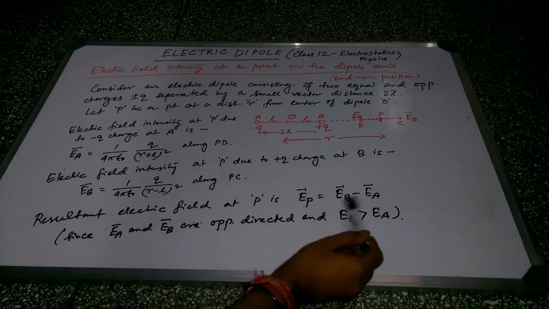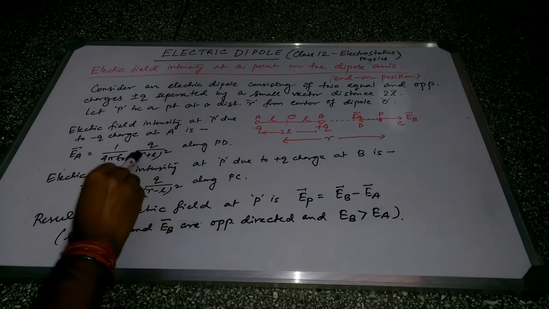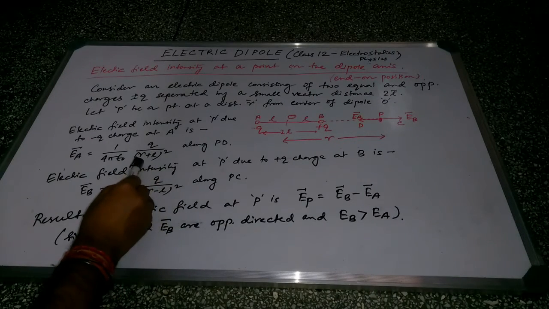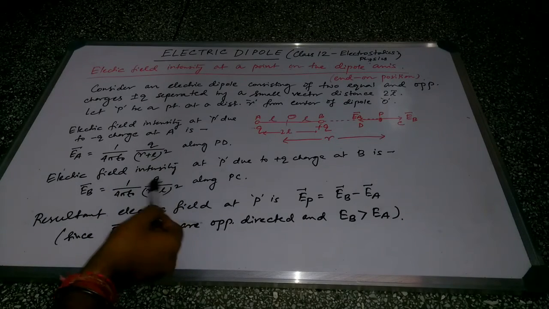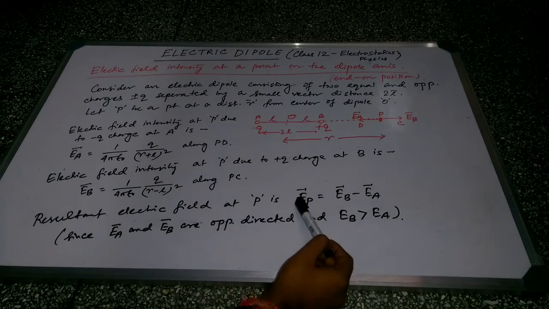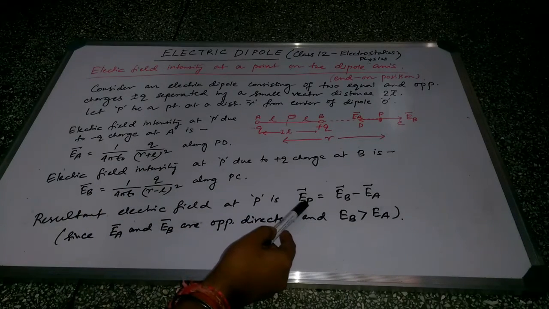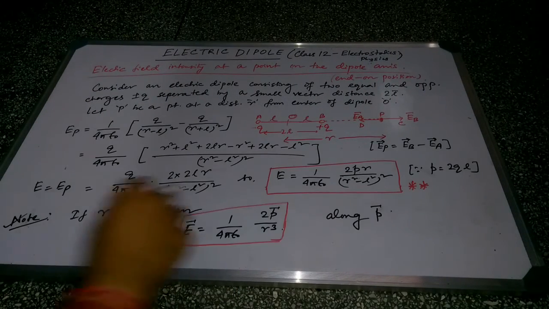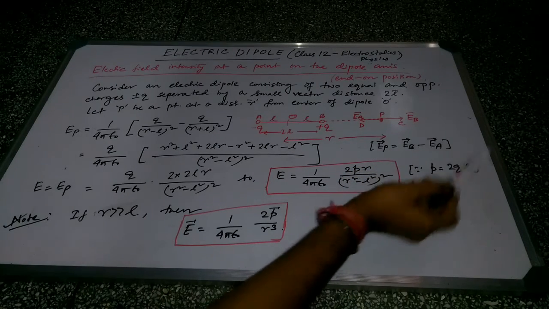So there occurs a vector subtraction, and the magnitude of EB is greater than EA, because there is r minus L in the denominator here, and here it is r plus L. Like 5 minus 3, and 5 plus 3. Which one is greater? This one is greater. So EB is greater than EA. So EP vector is equal to EB vector minus EA vector, the electric field at point P due to the dipole AB.